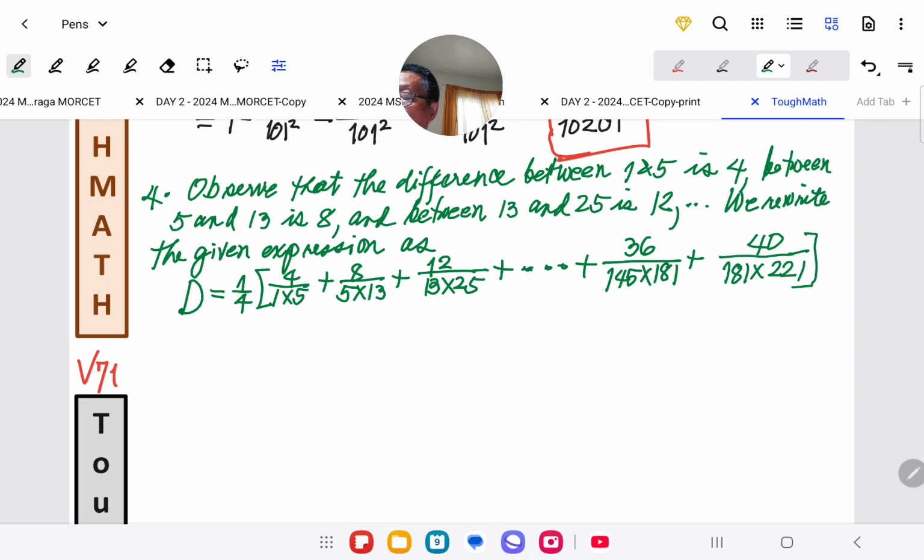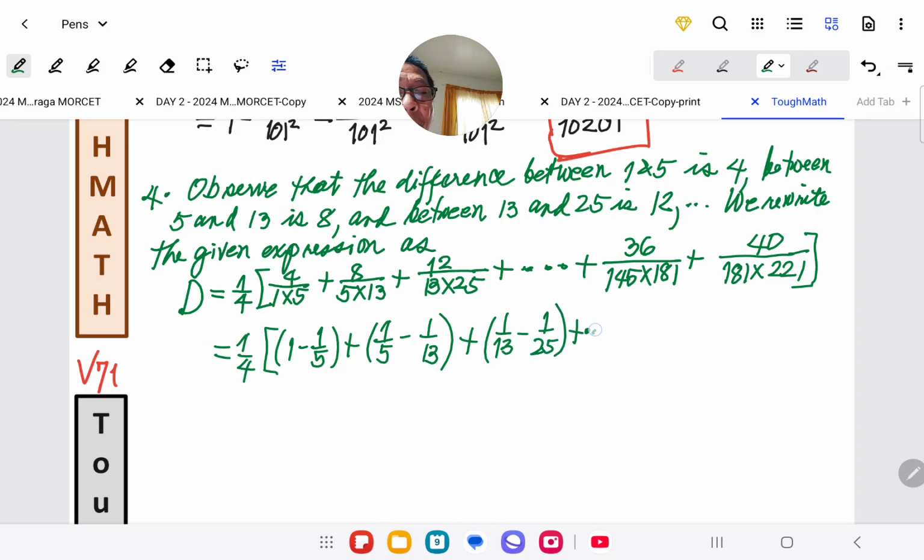So because the numerators are now the differences of the factors in the denominators, then we have 1/4 times 1 minus 1/5 plus 1/5 minus 1/13 plus 1/13 minus 1 over 25, and so on, plus 1 over 145 minus 1 over 181 plus 1 over 181 minus 1 over 221. Okay.